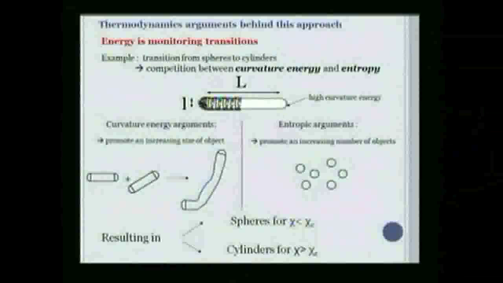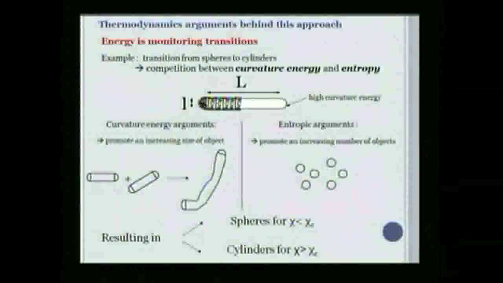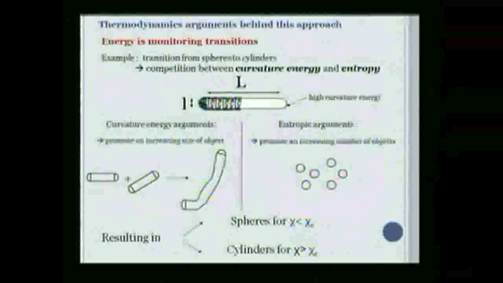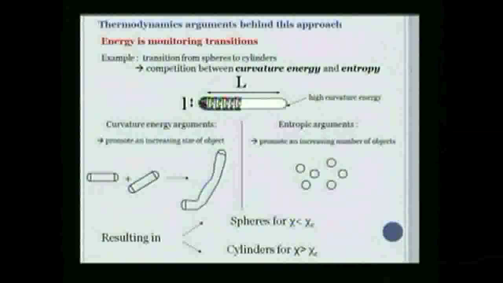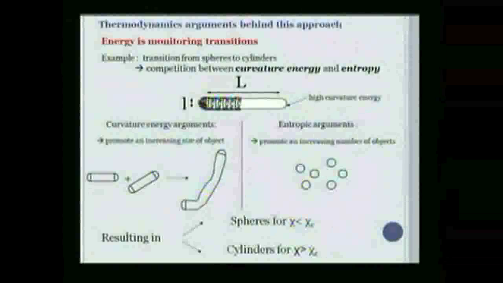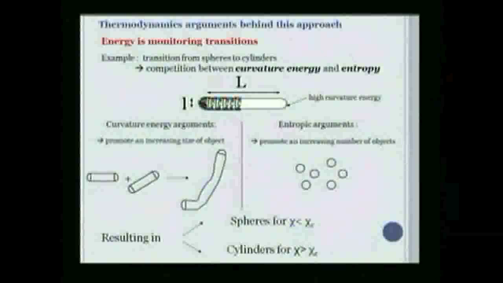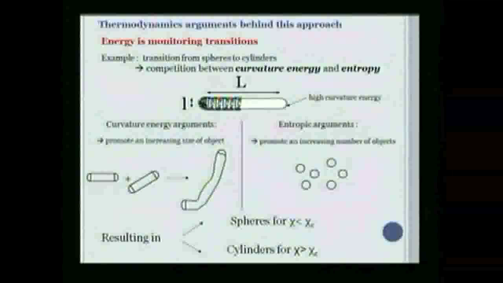So what are the consequences of this approach? If you follow the curvature energy arguments, you have to decrease as much as possible the curvature energy in the system, because it costs energy. So if you have two small cylinders like this one, it's more favorable to form a big cylinder. Sorry for the drawing, which is very awful, but it's a cylinder. It's more favorable from an energetic point of view to make a big cylinder than to keep two small ones.